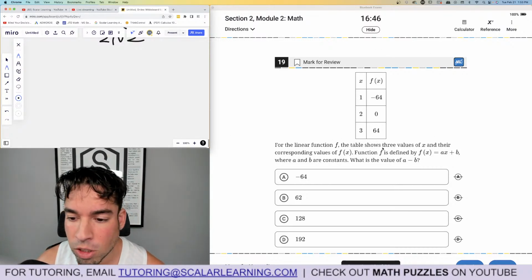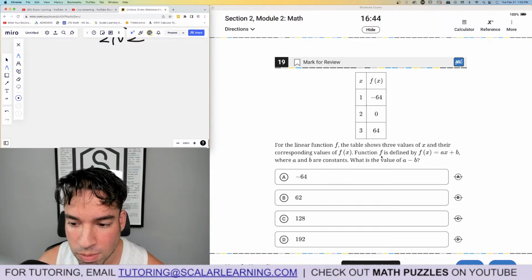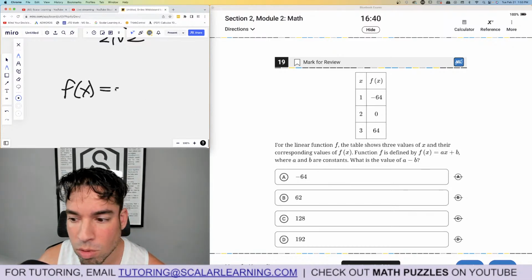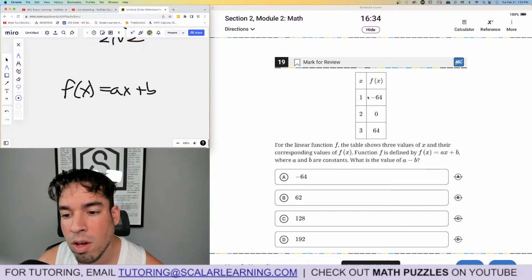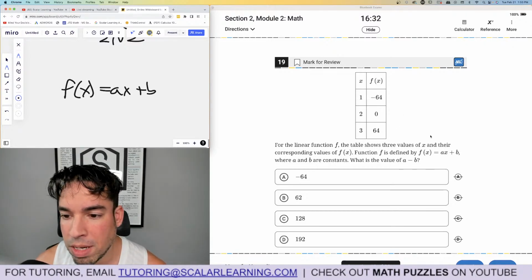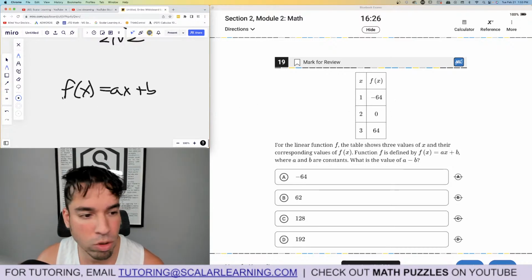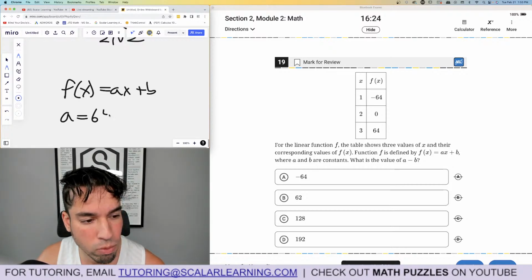Okay. For the linear function f, show 3 values of x and the corresponding function. F is defined by f of x where a and b are constants. What is the value of a minus b? So the slope, oh, got it. So the b, we'll figure that out. But the slope is a, which is going up by 1, up by 64, up by 1, up by 64. So a is 64 for sure.